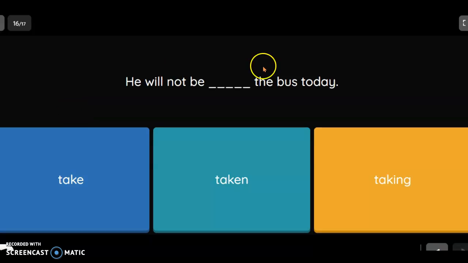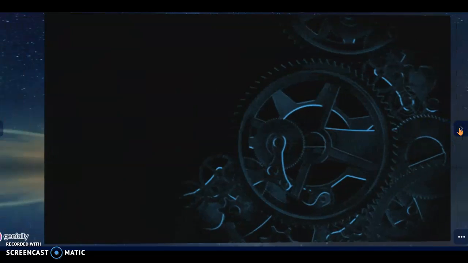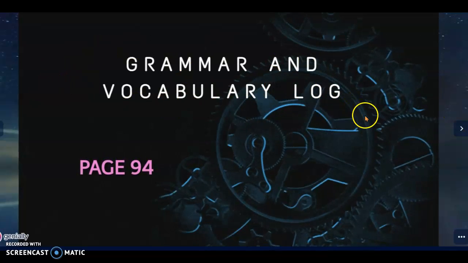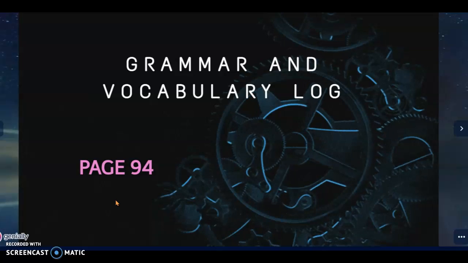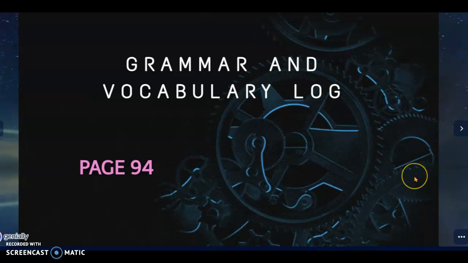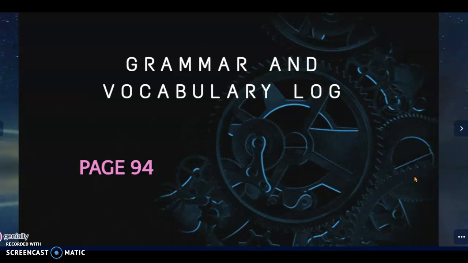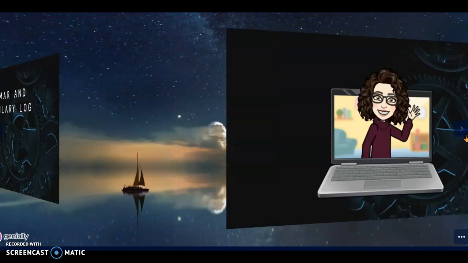Okay, good job. Now, to end this tutorial, please, I want you to take a photo of your notebook and upload it into Classroom. And also, you're going to open your grammar and vocabulary log and you're going to work on page 94. The 2 parts of that page, okay? I want you to work on it. It's very short. And when you finish, take a photo of that as well. So on the classroom assignment, I have to see the 2 pictures of your notebook and of your grammar and vocabulary log.